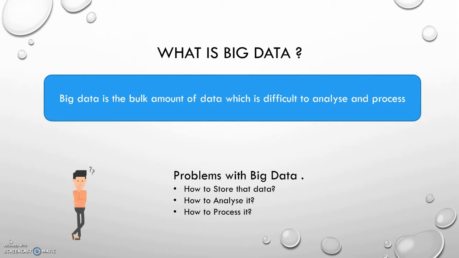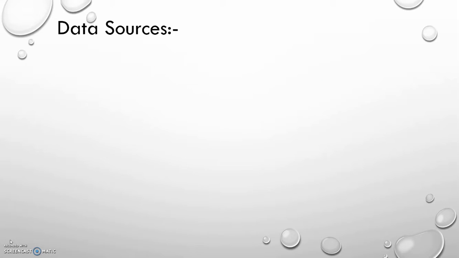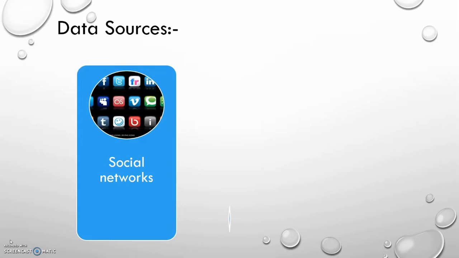Where is big data generated? Well, there are different sources of data. A huge amount of data is generated from social media, cloud, healthcare, government, education, banking, and the Internet of Things. Now let's see it. In social networking sites such as Facebook, WhatsApp, and Twitter, millions of people are uploading their pics, sharing videos, and sharing their location.